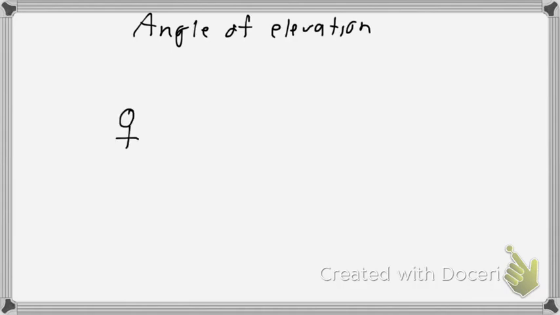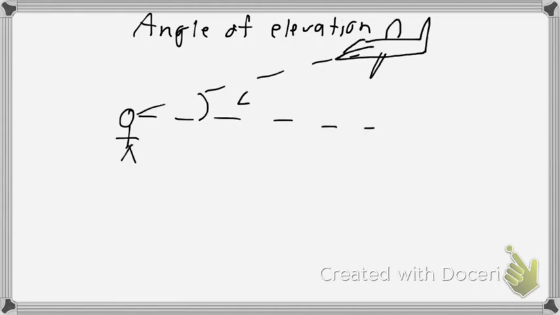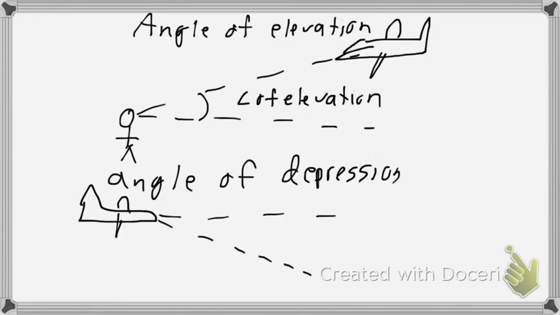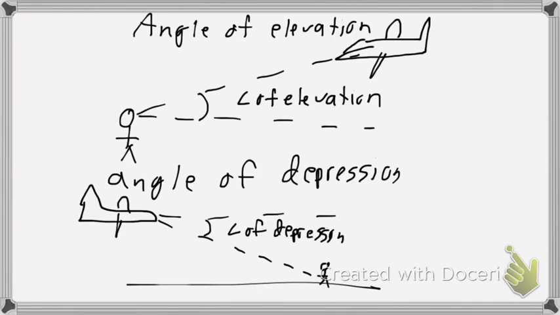So angle of elevation, this is the last thing we're going to be doing, angle of elevation and angle of depression. Okay? The angle of elevation is what happens when you're looking up at something. So if I'm on the ground, I look up and I see a plane, the angle of elevation is the angle between the plane and myself. The angle of depression would be from the plane back down to me.